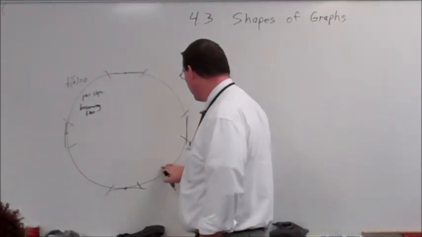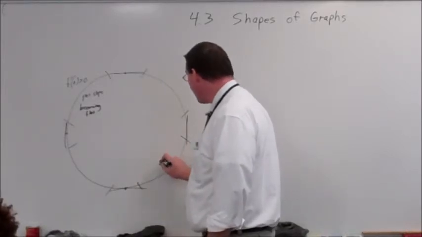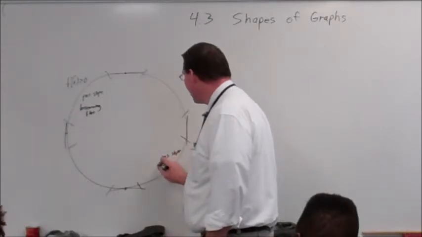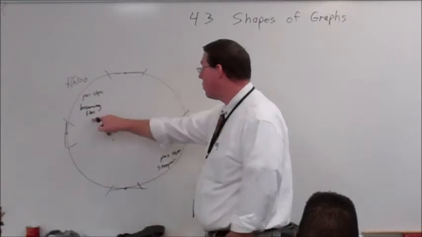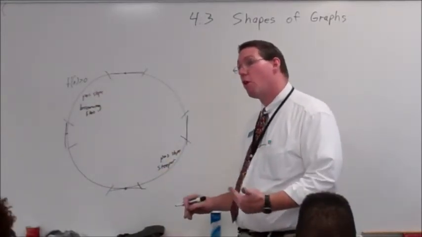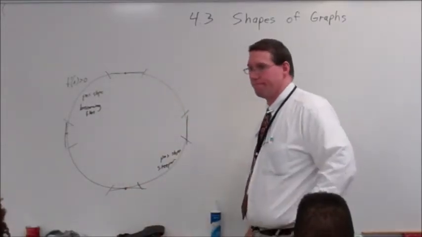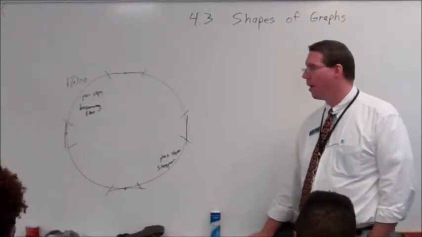Now, look at these other pieces. What about down here? Tell me about the slope down here. It's a positive slope, right? But it's getting steeper. This one's becoming flatter. This one's becoming steeper. So you can have positive slope steeper or positive slope flatter. Does that make sense? Okay.